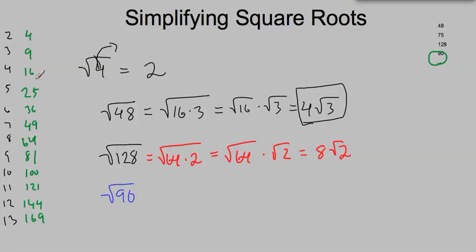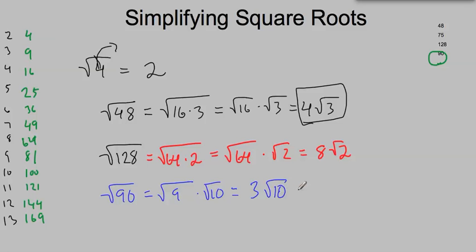I'm going to try that. 90 divided by 16, hey, that one didn't work either. I got 5.625. So now let's step down to 9. 90 divided by 9. Hopefully you guys realize that 9 is a perfect square factor of 90. I could rewrite this as the square root of 9 times the square root of 10. And the square root of 9 is 3. So my final answer is 3 root 10.